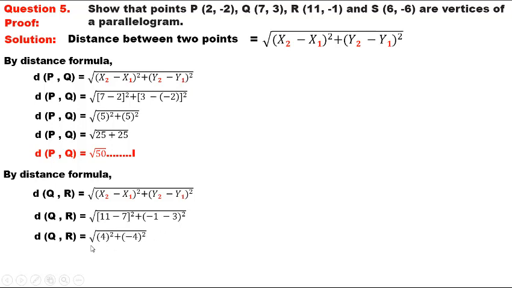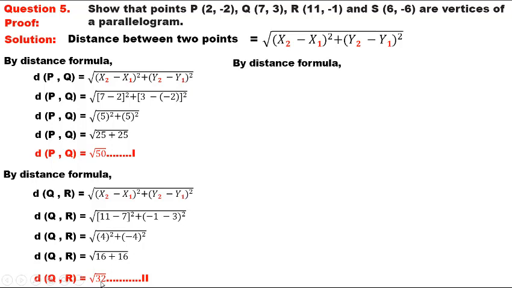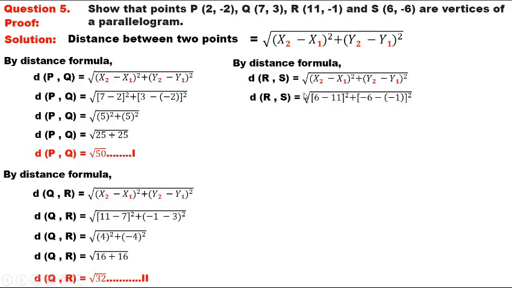Distance between Q and R is equal to under root of 4 square plus (minus 4) square, which is equal to under root of 16 plus 16, which is equal to under root of 32. Now, by the distance formula, we find the distance between R and S.